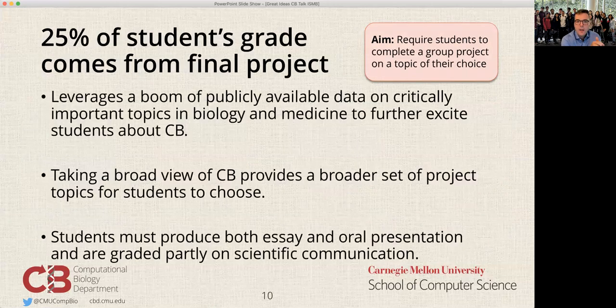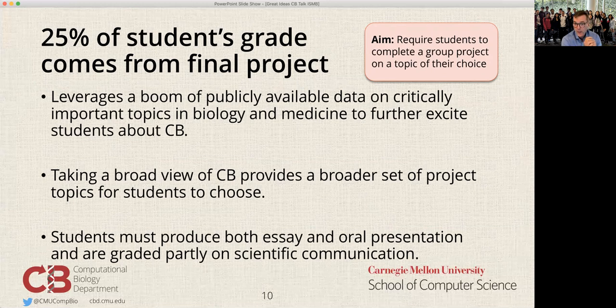I mentioned our final project, and this is a critical part of the class. So we want students to complete a project on a topic of their choice. In the past, this has been done individually, but we did this as a group project this year. And what are the big aims of doing that? Well, we know that there's this boom of publicly available data that's available.